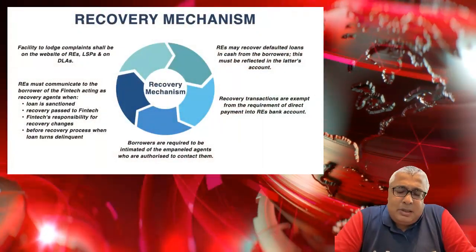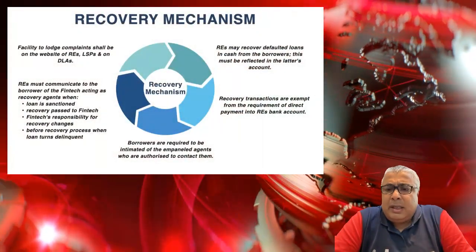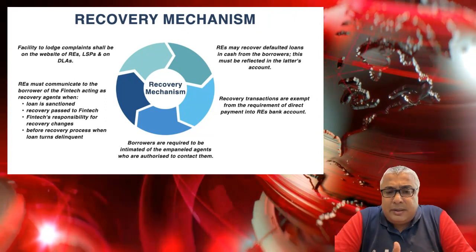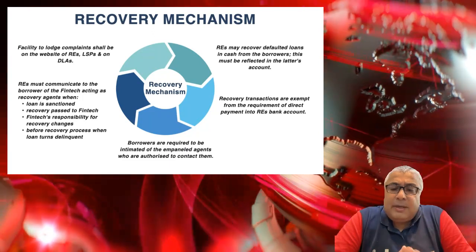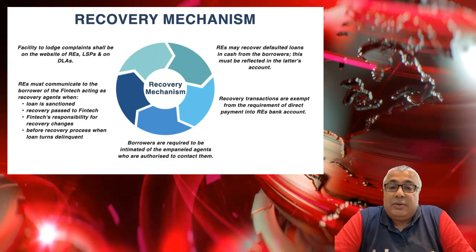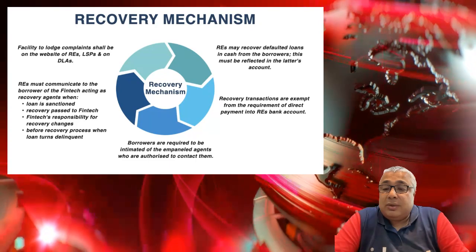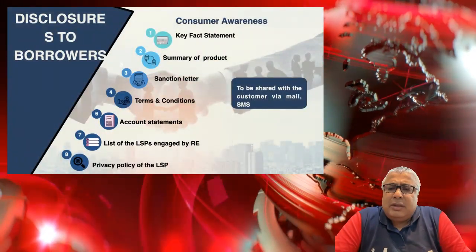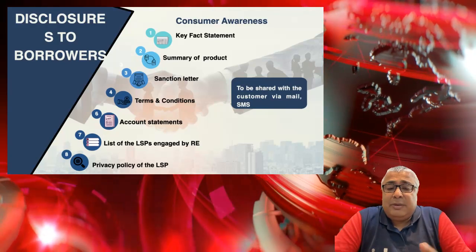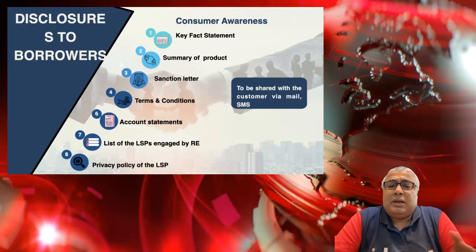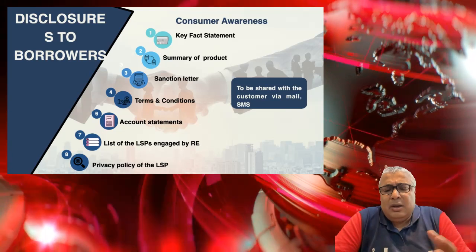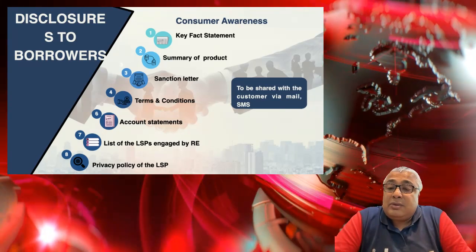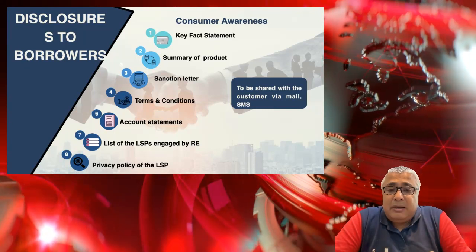So the recovery mechanism is now very highly regulated. A loan has to be recovered by the designated recovery agency, or the NBFC can train their employees, and in terms of that, they can also collect recoveries. So this slide will talk about all the sanction letter, which I said, key fact statement. That means how the loan works, what the products are, who you are, what the name of the NBFC is, what the name of the DLA and collection agent is. Account statements you have to make available in the app.